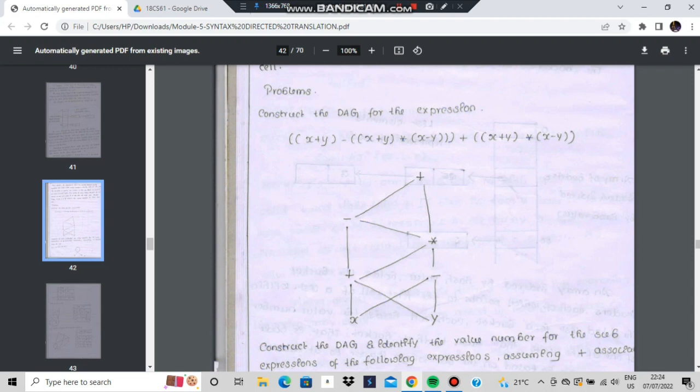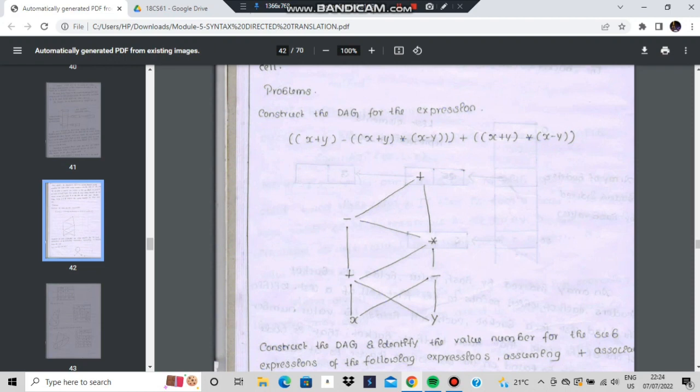After that, x plus y and x minus y are both getting multiplied. So put a multiply here. This is x plus y, this is x minus y, both are getting multiplied and stored here. After multiplying and storing here, what do you do? Minus with what? x plus y, right? So x plus y, where will you get it? x plus y I'll get here. This is x plus y minus this answer. This answer is what? This one, x plus y into x minus y. So here it will be x plus y minus x plus y into x minus y, and that answer is stored here.